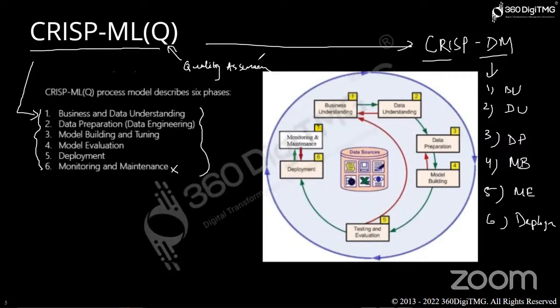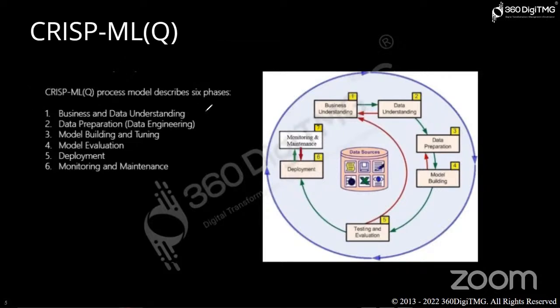So let us discuss a bit more about the various steps we follow here. First is business and data understanding, starting with business understanding. Let's take an example of hospital administration, or let's take hospital staff scheduling.